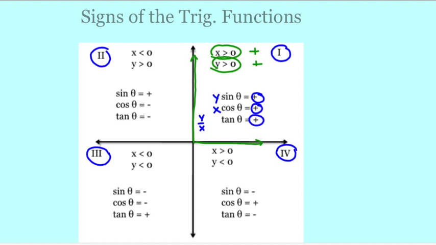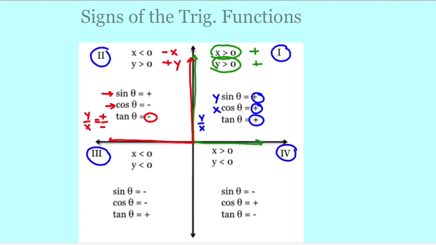Now for the cosine, you're going in a negative direction, that's your negative x. So your cosine would be negative. Your y value, you're going in a positive direction, so you have a positive y, so that you have a positive sine. And then to find tangent, it's y over x, so a positive divided by a negative would be a negative.